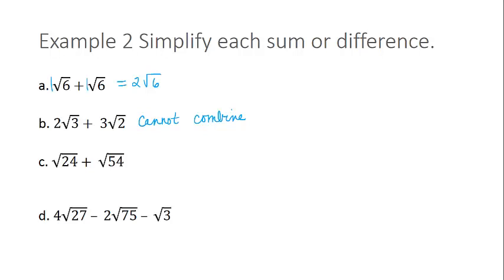Example C is square root of 24 plus square root of 54. It appears at first glance that these are not like radicals, but we have to simplify the radicals first to see if they can further be combined. Square root of 24 has a perfect square factor of 4. It is 4 times 6. 54 has a perfect square factor of 9, specifically 9 times 6. So when we simplify the radicals, square root of 4 is 2 times the square root of 6, plus the square root of 9 is 3 on the square root of 6. So these are like radicals. We can combine them to get 5 square root of 6.